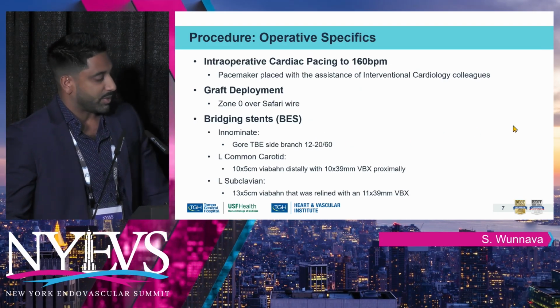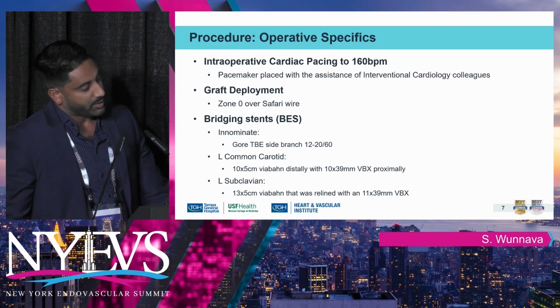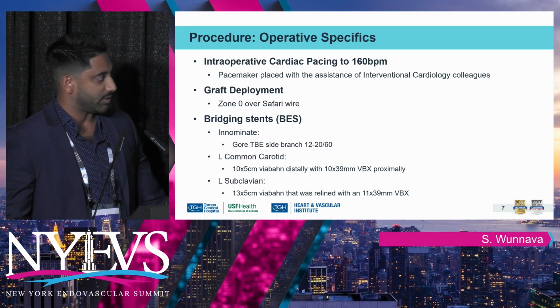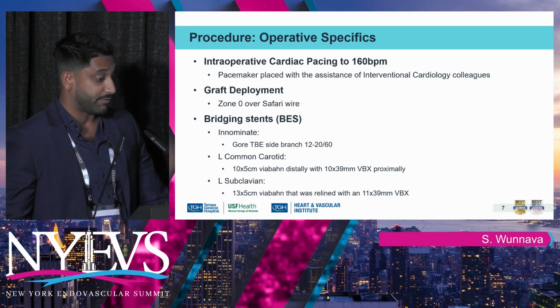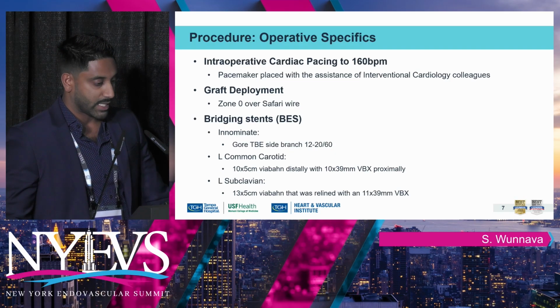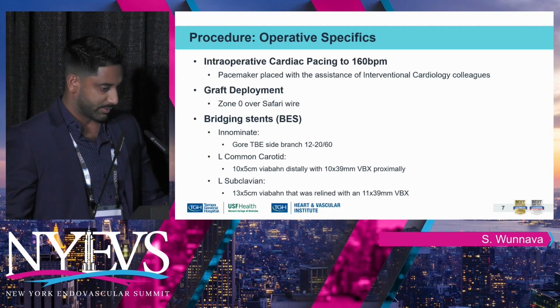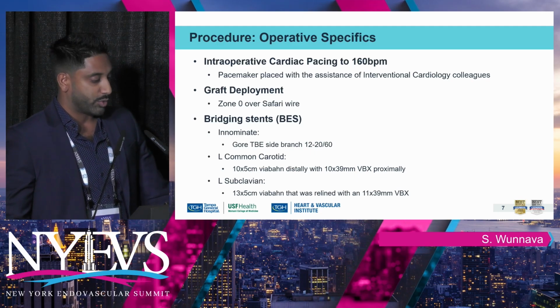Intraoperatively, we'll go through the imaging, but just at a high level. The pacemaker was placed so that we could pace him up to 160 just before graft deployment to facilitate better alignment of our branches and our fens. The graft was landed zone 0. We did it over a Safari wire, which we had taken through the aortic valve and planted in the LV. And the bridging stents are listed here.